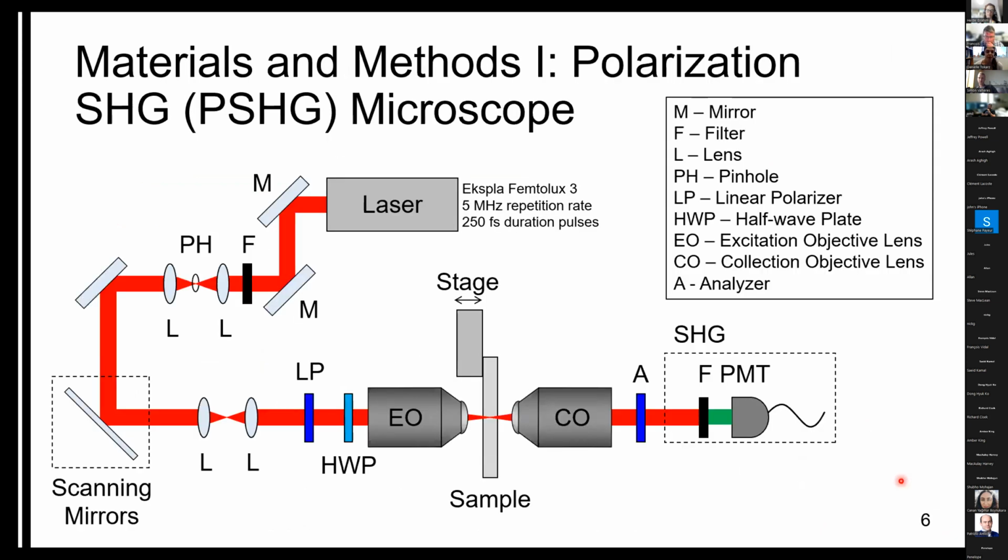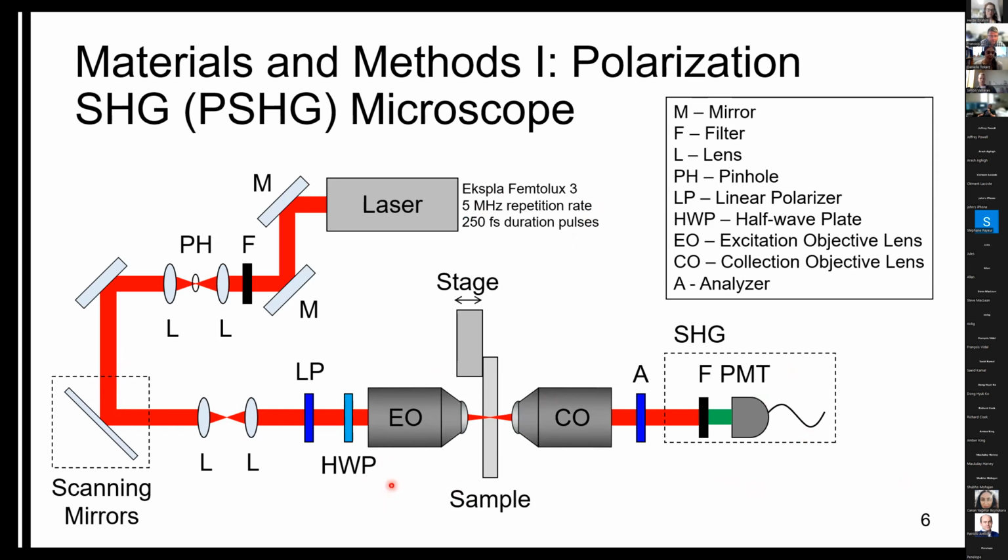So to perform SHG imaging of collagen, we use the setup schematically depicted here, which we built from scratch in our lab. Laser scanning is achieved using a commercial fiber laser. We use the XBluff Femtolux 3 with up to 3 watts average power, 5 megahertz repetition rate, and 250 femtosecond duration pulses. Galvanometric mirrors are used for raster scanning the beam on the sample through a 0.8 numerical aperture excitation objective lens, and signals are collected using photomultipliers.